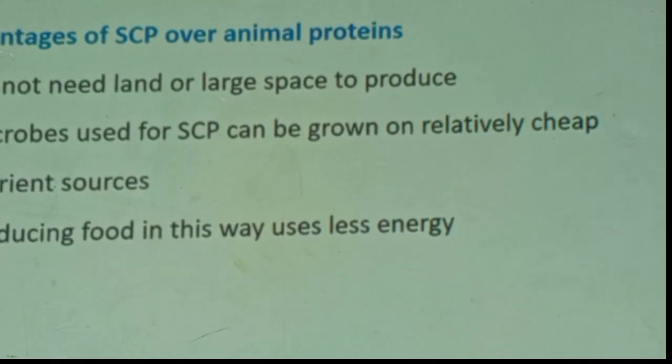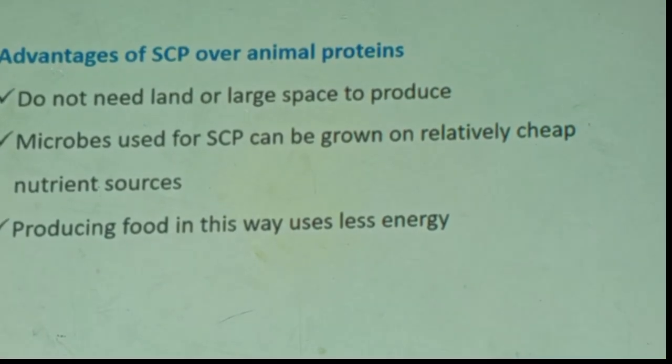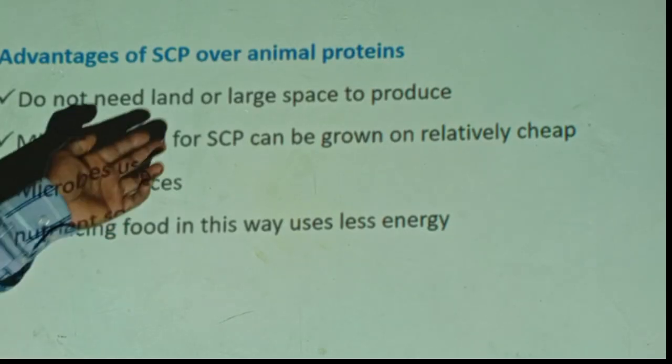When it comes to the advantages of SCP, single cell protein, now I think I have shown you single cell proteins and the sources. These microorganisms are multiplied in suitable conditions in the industries, so that they are made to produce proteins plus new food sources rich in protein and other nutrients. And when it comes to the advantage of single cell protein over animal proteins, single cell protein does not need land or large space to produce.